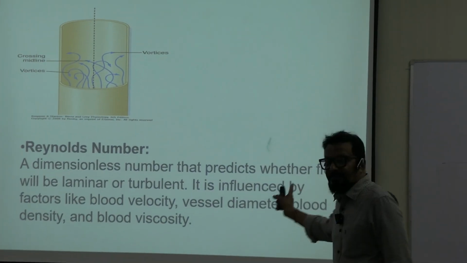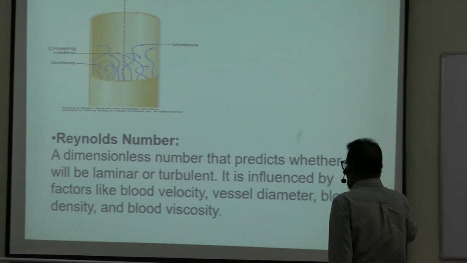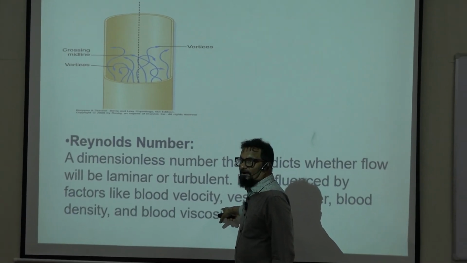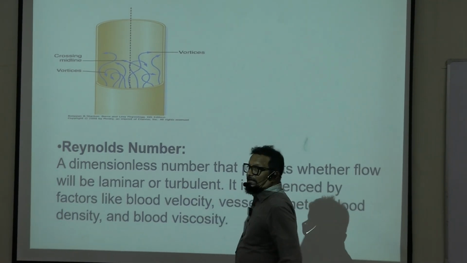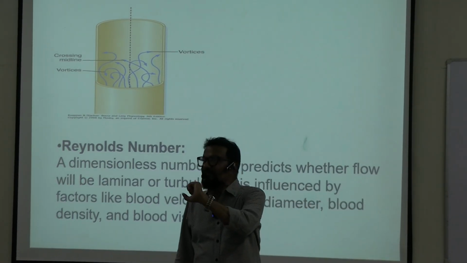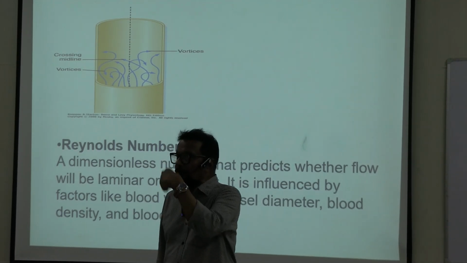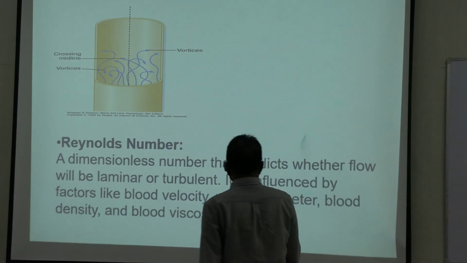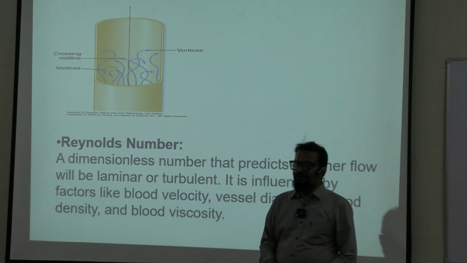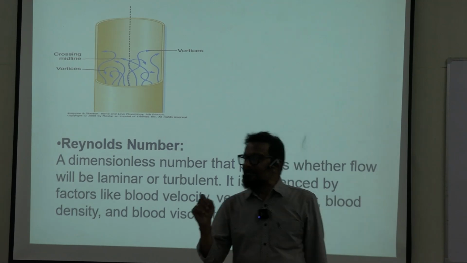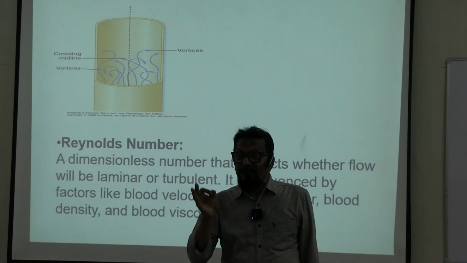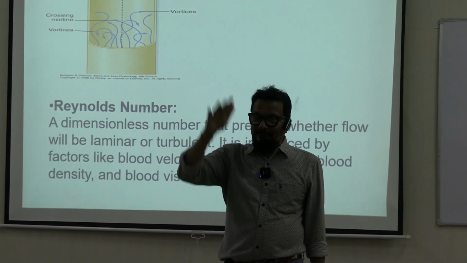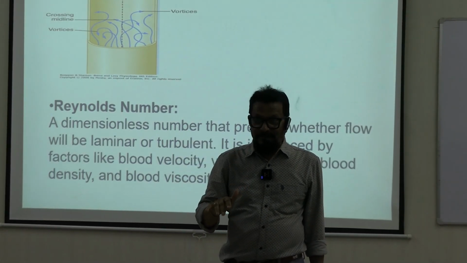It is influenced by factors. What are these factors? Remember, one is velocity: higher the velocity, higher the chances of turbulence. Vessel diameter: lower the vessel diameter, an inverse relation, higher will be the resistance and higher the velocity, so chances of turbulence will be more. Blood density and blood viscosity: when there is polycythemia, density and viscosity are increased. When there is anemia, they are reduced.